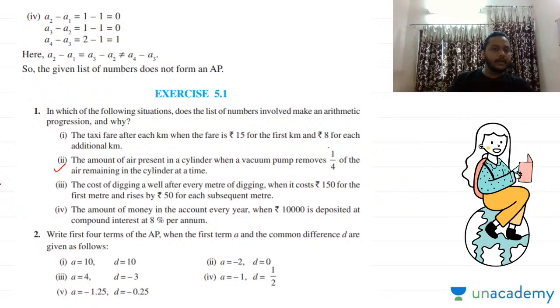The second one: amount of air present in a cylinder when a vacuum pump removes 1/4 of the air remaining in the cylinder at a time. What will be the answer? Come on, think about it, guys, everyone. Okay, why is it not an AP?